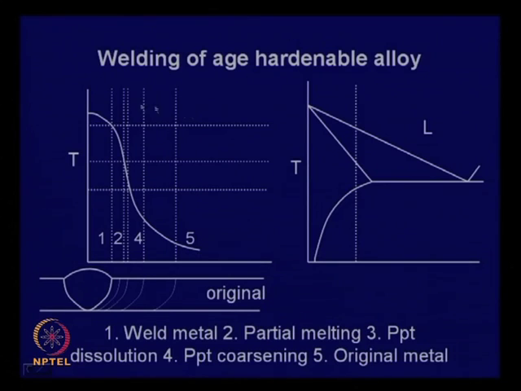An age hardenable aluminum alloy, if you recollect, will have a terminal solid solution kind of system. This is a typical phase diagram of an age hardenable aluminum alloy. This is liquid, this is alpha, and for an age hardening alloy, you heat it to this region, quench and then age. By aging you get higher hardness, but when you quench, your hardness is low, it is soft. Under quench condition it is soft, when you age it becomes harder. So, now what happens if we weld this alloy?